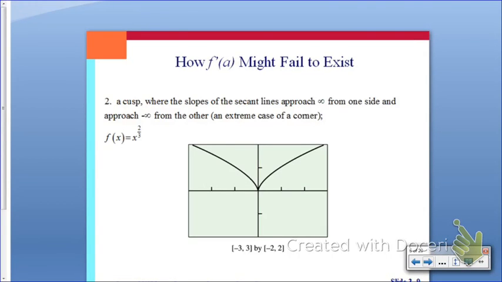Second, a cusp, where the slopes of the secant lines approach infinity from one side and approach negative infinity from the other. Sometimes we call this extreme case of a corner, or an extreme corner. An example is f of x equals x to the 2/3 power.